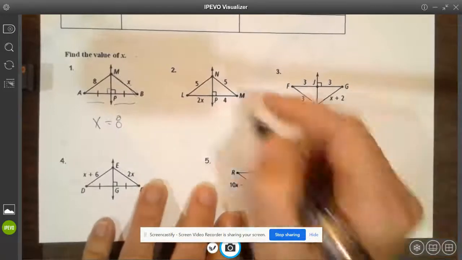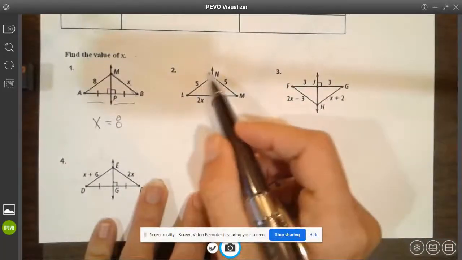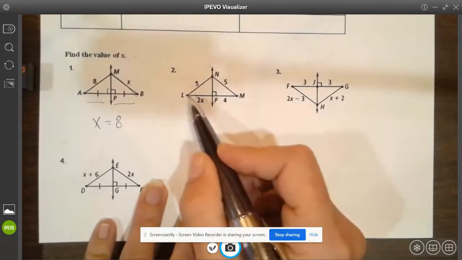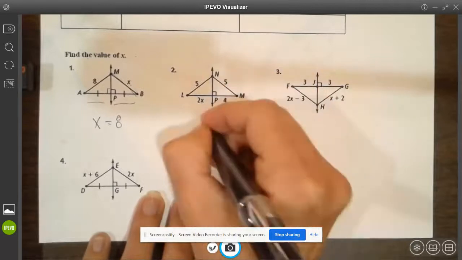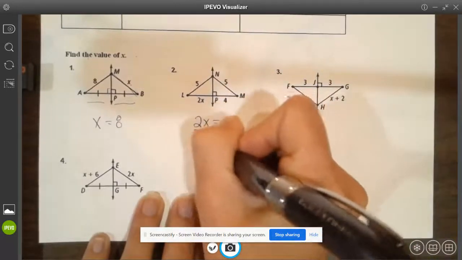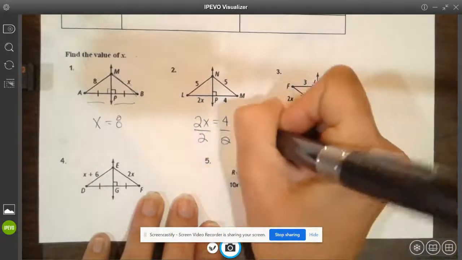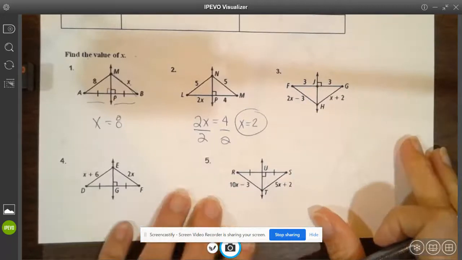All right, in this case, since this side equals this side equals this side, then this side equals that side, and that's how we're going to find x. So that's 2x equals 4, and then you just divide by 2, x equals 2. So that's what they want me to find.